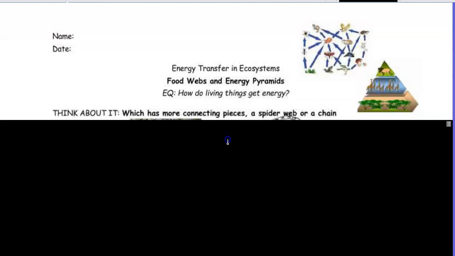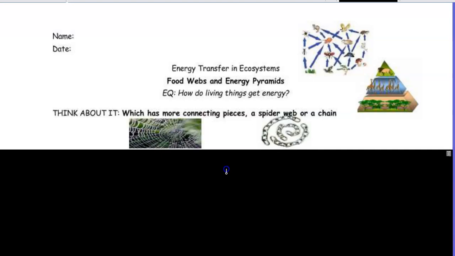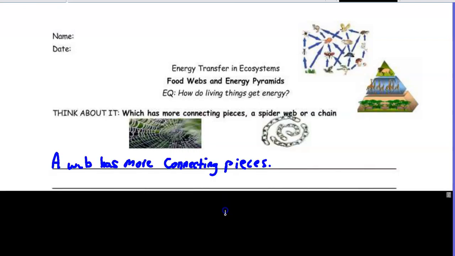Which is bigger, a chain, like a bike chain, or a web, like a spider web? If you look at these two examples, it may be difficult to see based on the pictures, but in reality, a food web has many more links than a food chain. A web has more connecting pieces. So when you compare food chains and food webs, think about a bike chain that just has few linking pieces and a spider web that has many linking pieces.